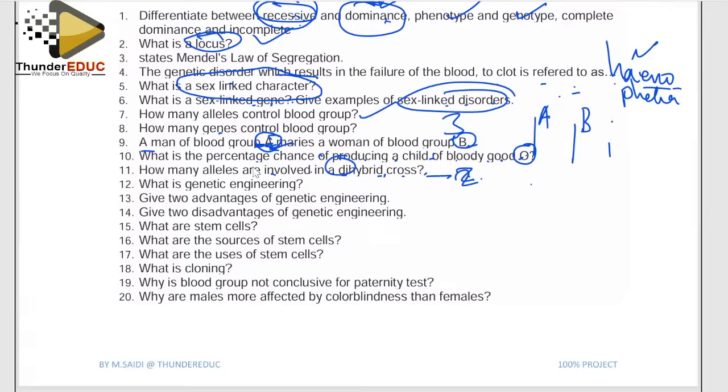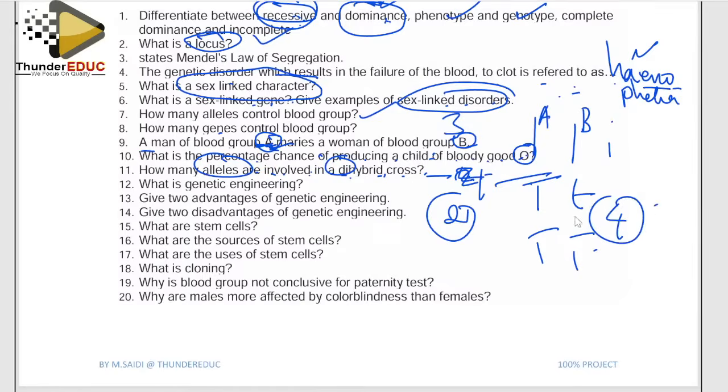Because in a monohybrid there are two alleles, a capital letter and a small letter, or a capital letter and a capital letter. So in the dihybrid there are four. And how many characteristics are involved here? There are two. If they ask you the characteristics, there are two. But if they ask you the alleles, there are four alleles. So please don't confuse the two.